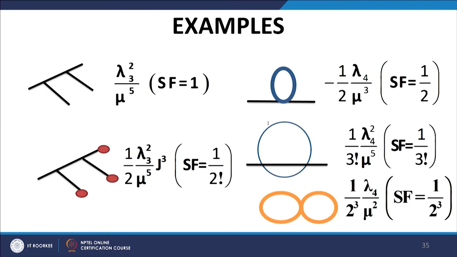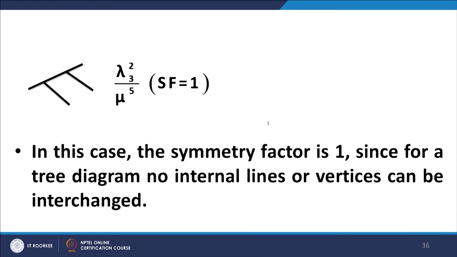Let us take some examples. These are some illustrations. To explain them, I have separately explained each and every one of them. So, let us take the first one. In the first case, as you can see, there are 5 lines that account for the factor of 1 upon mu to the power 5. 1, 2, 3, 4, 5. There are 5 lines and each line carries a factor of 1 upon mu.